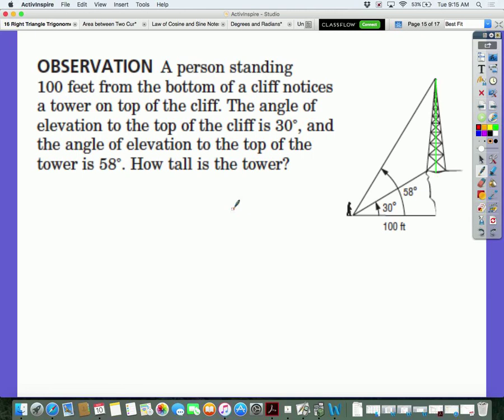It's a right angle, so I can keep going. So you've got a right angle. That 58 pertains to the distance from the ground up to this point. That's the 58.